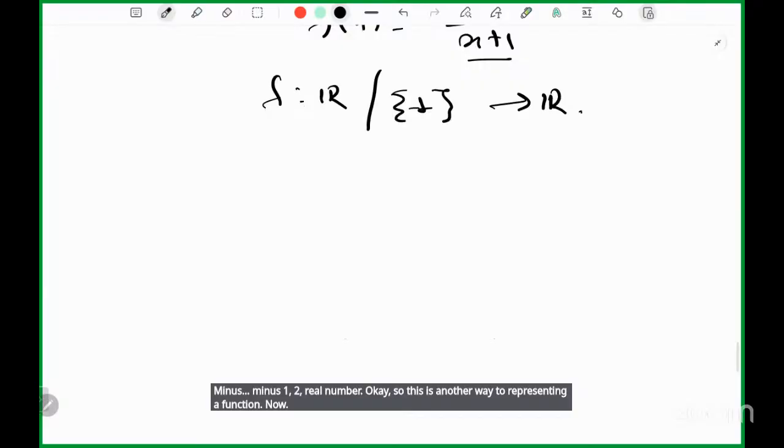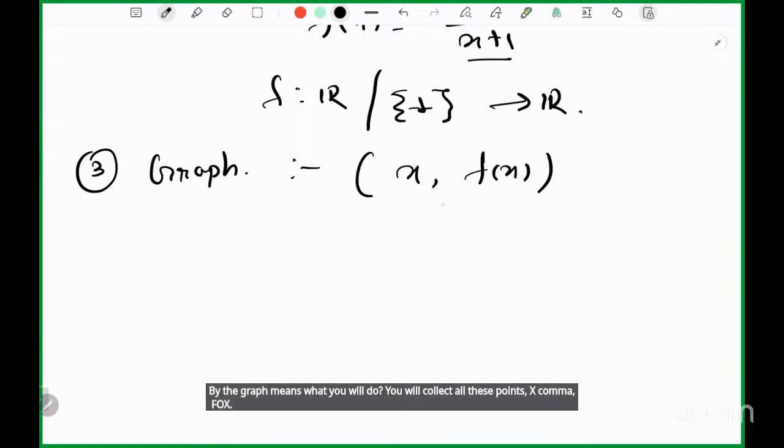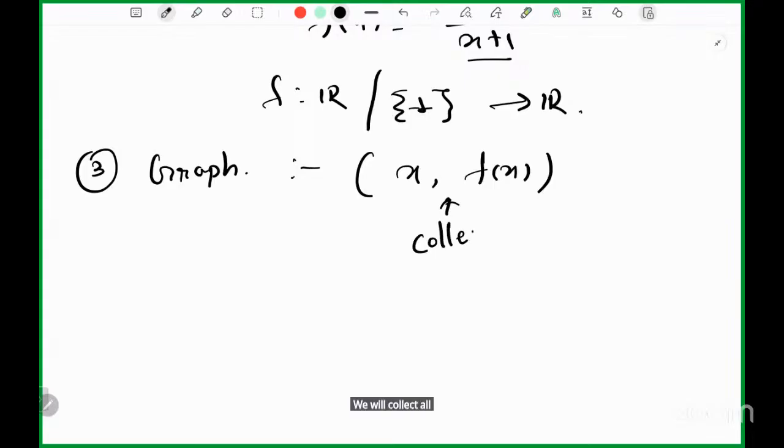Now the next thing to represent a function is via the graph. Via the graph means you will collect all these points, x comma f of x, and plot all these points over the graph. Then whatever figure you get will represent the graph of a function. Right? So ultimately, the graph of a function is nothing but a set over the R2 plane with all these points.